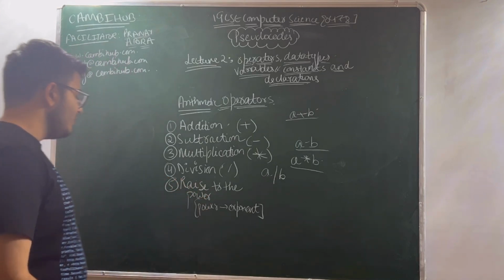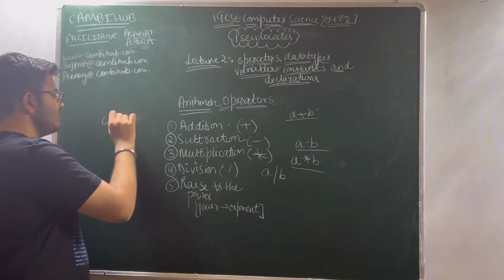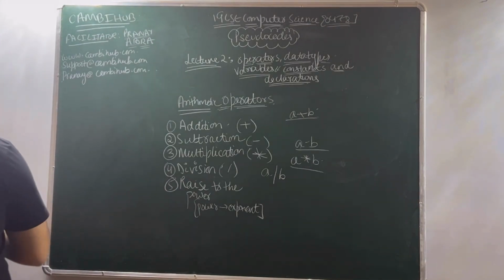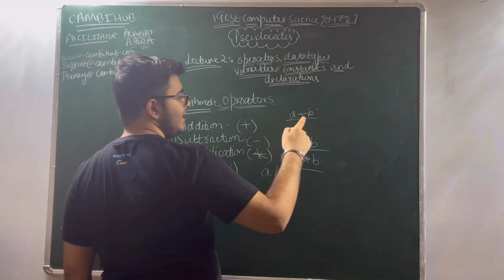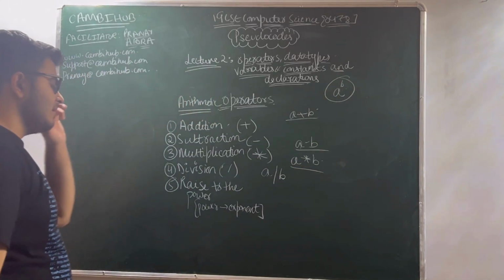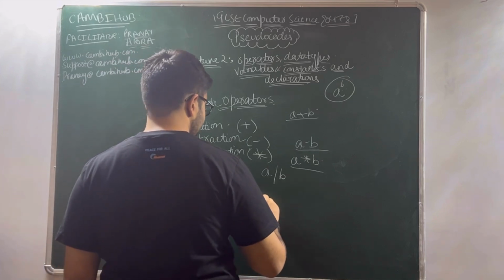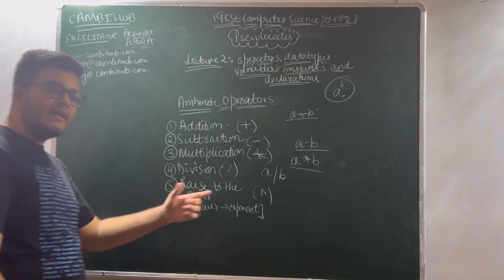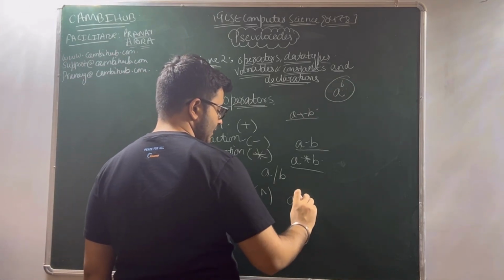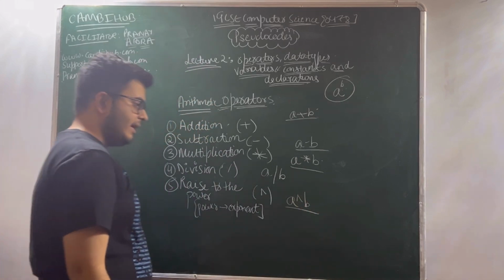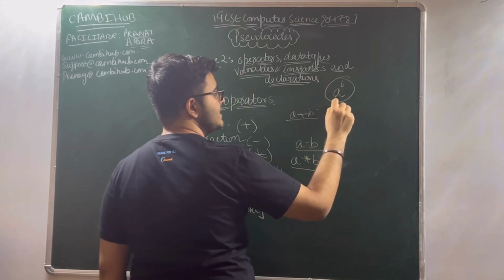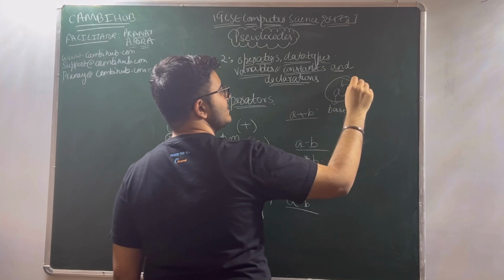Raised to the power. How do we write raised to the power? In normal terms, we write 4 raised to the power 5. But again in programming, we don't write it this way. If I have to do A raised to the power B, this is the symbol: a circumflex or a hat is used. A hat symbol. So I'll write A hat B. This means A raised to the power B. Now we know this is the base, and this is the exponent.